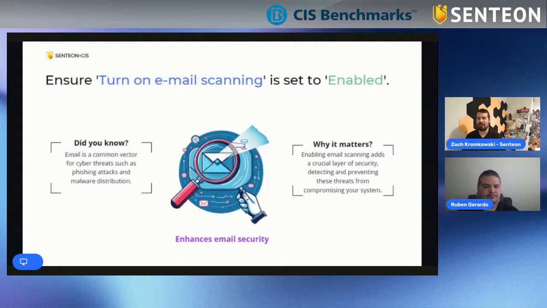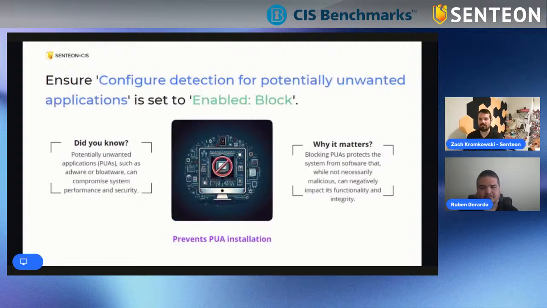Yep. Awesome. And two more settings here in the last 2 minutes. Configure detection for potentially unwanted applications is set to enabled block. So again, this is probably something that's not on the approved application list. Something was caught. Of course, we're going to want to know about it as an MSP. But tell us about this setting here, Ruben. Oh man, I hate PUAs.